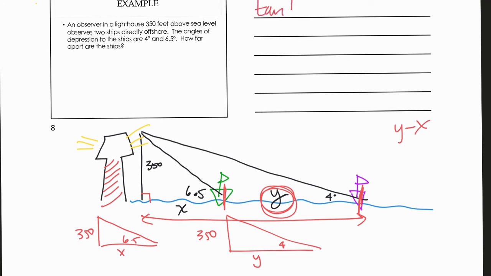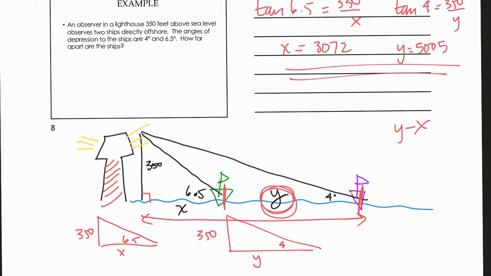To figure out X, hopefully you can see that the tangent of 6.5 is equal to 350 over X. So X is about 3072. Likewise, the tangent of 4 is 350 over Y. So Y is approximately 5005. And when you find the difference between those two, you should get 1930 feet. Now, this is a rough problem, and I know I did it kind of fast, and that's why in class you can ask me to do it in front of you.